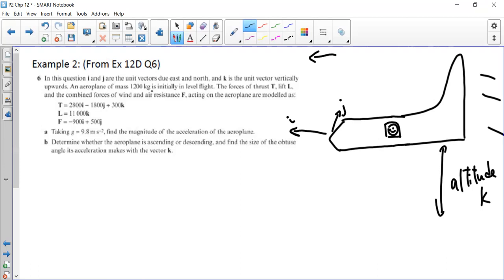Right, so an aeroplane of mass 1,200 kilograms is initially in level flight. The forces of thrust T, lift L, and a combination of wind and air resistance F are all listed here. Take g as 9.8 meters per second squared. Find the magnitude of acceleration of the aeroplane. Part A. Find acceleration. We'll use F equals ma. So F in here is not the same F as in the question, because this is the resulting force.